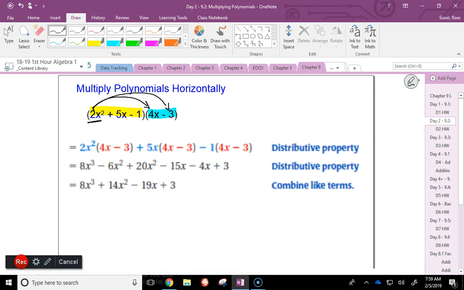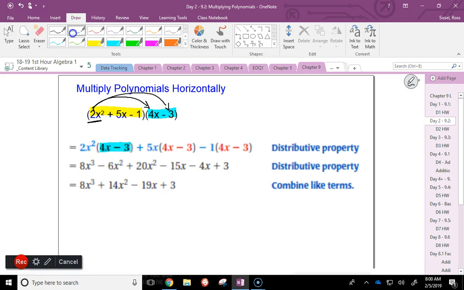They're showing FOIL. They did their first 2x squared times 4x minus 3. Then I'm going to do 5x times 4x minus 3. And then they're going to do the negative 1 times 4x minus 3. So every single term in your first group gets multiplied or distributed into the second group. They showed it this way. They said 2x, my first term, 2x squared times, and they just rewrote the whole thing right here. So they put the second term right here.